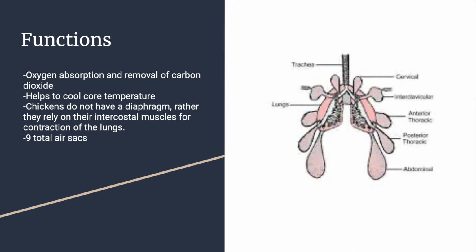Some functions of the lungs include oxygen absorption and removal of carbon dioxide. It also helps to cool the core temperature. Chickens also don't have a diaphragm, and instead they rely on their intercostal muscles for contraction of their lungs. And they also have 9 total air sacs.